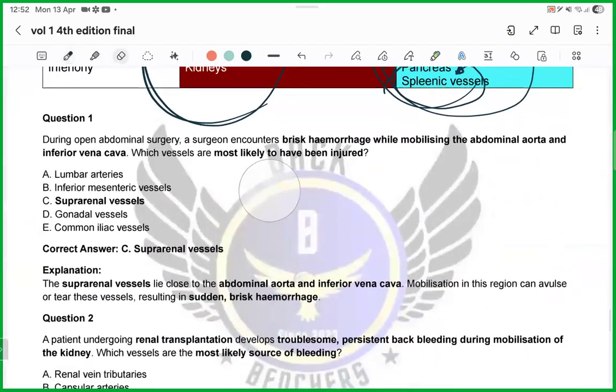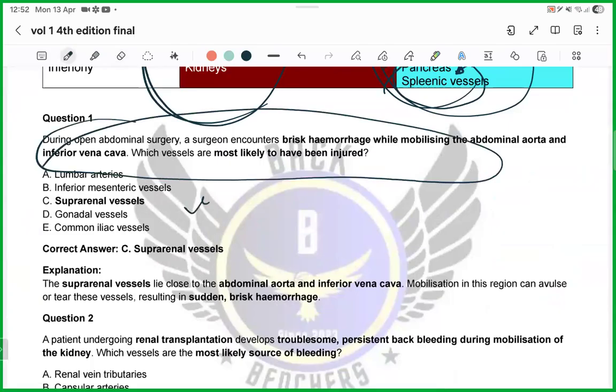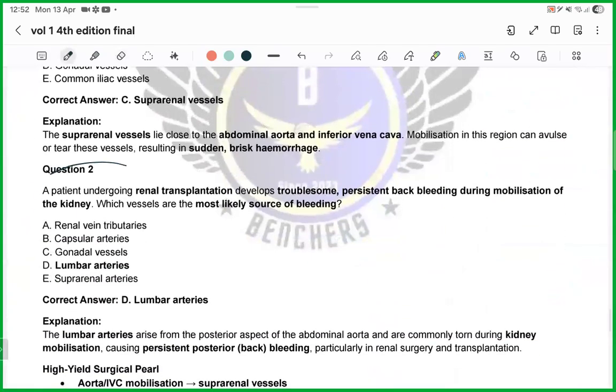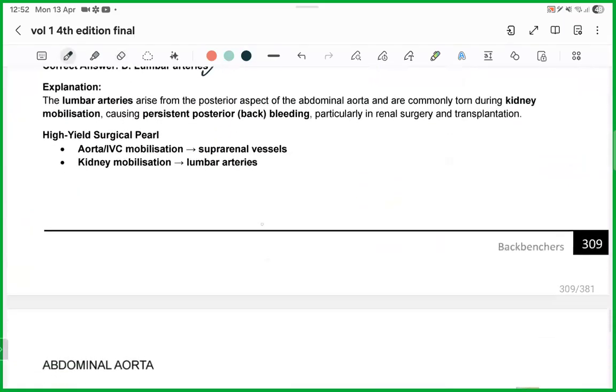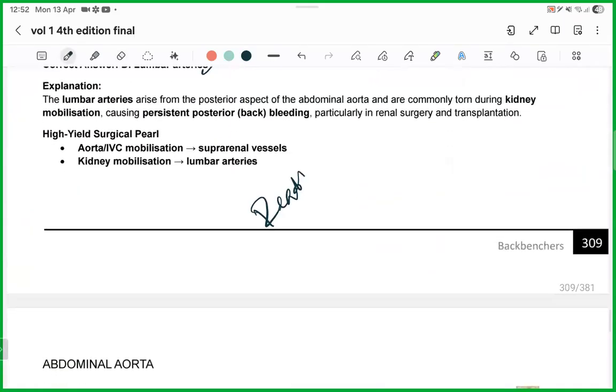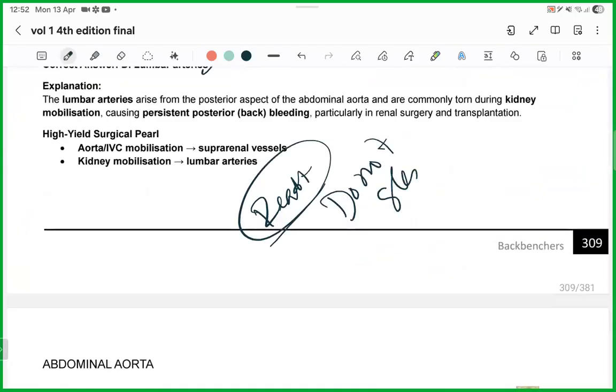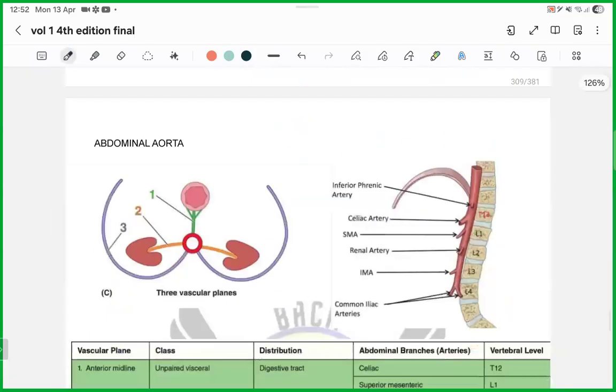So remember the questions. See the question. Read the questions. This is the question pattern. Here we have previous questions. You see and you read the explanations. Read the explanation. Do not skip a single question.